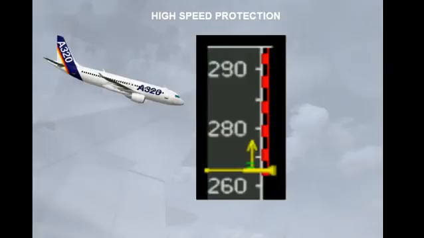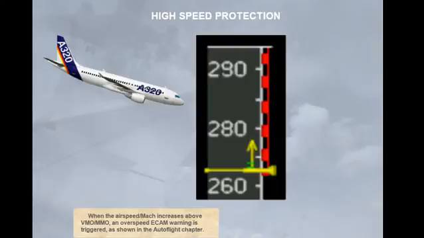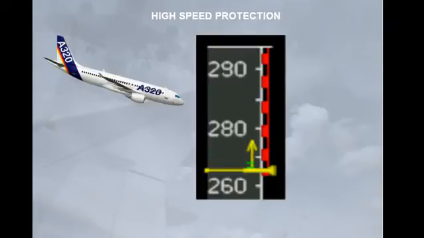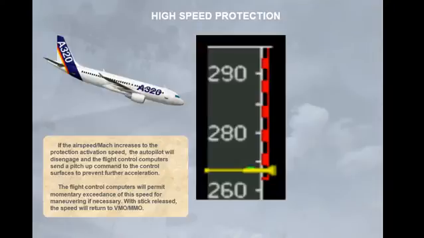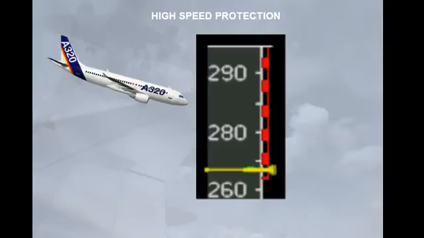When the airspeed or Mach increases above VMO/MMO, an overspeed ECAM warning is triggered, as shown in the autoflight chapter. If the airspeed or Mach increases to the protection activation speed, the autopilot will disengage and the flight control computers send a pitch up command to the control surfaces to prevent further acceleration. The flight control computers will permit momentary exceedance of this speed for maneuvering if necessary. With stick released, the speed will return to VMO/MMO.